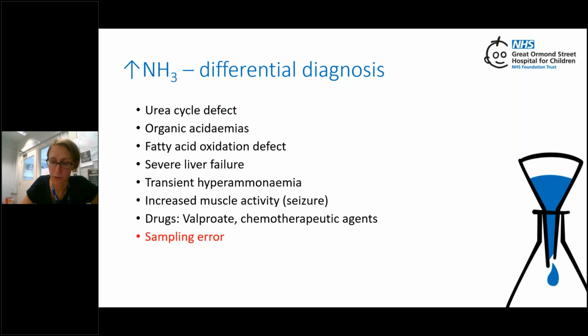But probably the most common cause of a falsely elevated ammonia is a sampling error. Just to remind us how to take an ammonia, it really needs to be a free-flowing venous sample, definitely not a heel prick. And we need to make sure that the sample is taken to the lab immediately after taking the sample, and on ice.